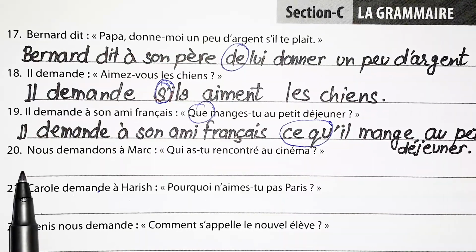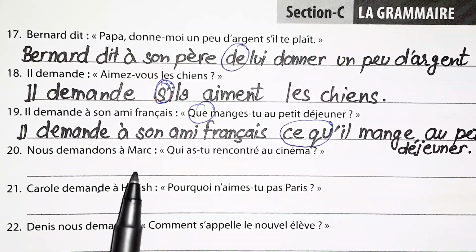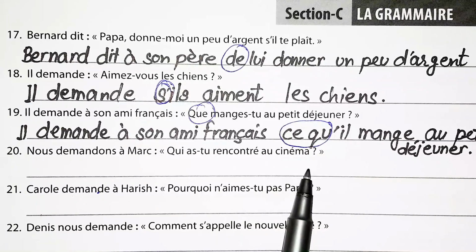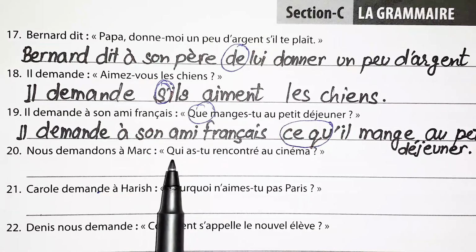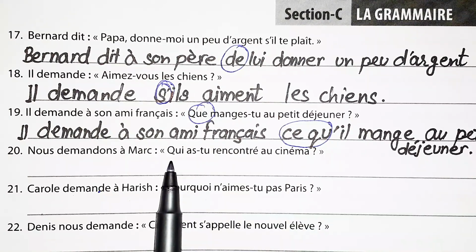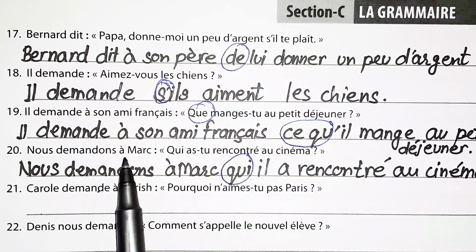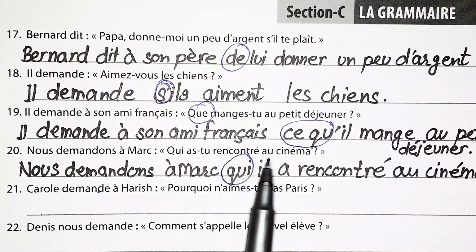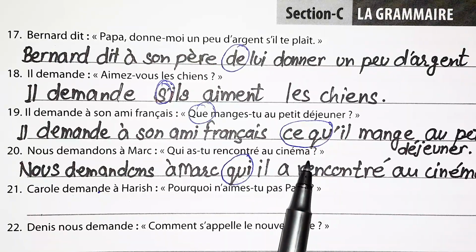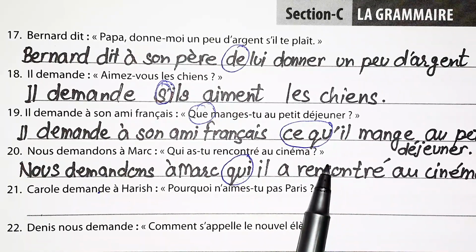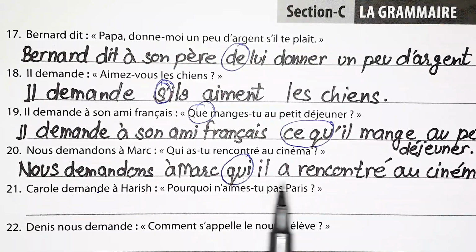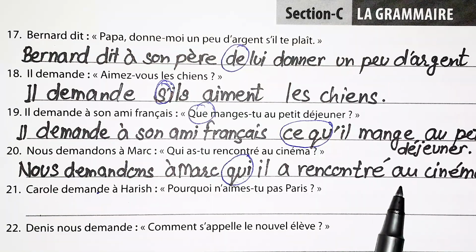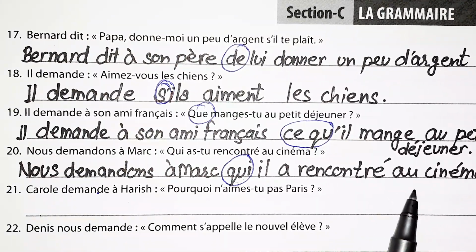Now the next one is nous demandons à Marc, qui as-tu rencontré au cinéma? Now it's a question statement, and questions starting with qui est-ce que and qui est-ce qui are always written with qui. Nous demandons à Marc, qui as-tu rencontré au cinéma? We are asking Mark, who did you meet at the cinema? Now, after changing it, nous demandons à Marc qui il a rencontré au cinéma. We are asking Mark who he met at the cinema.